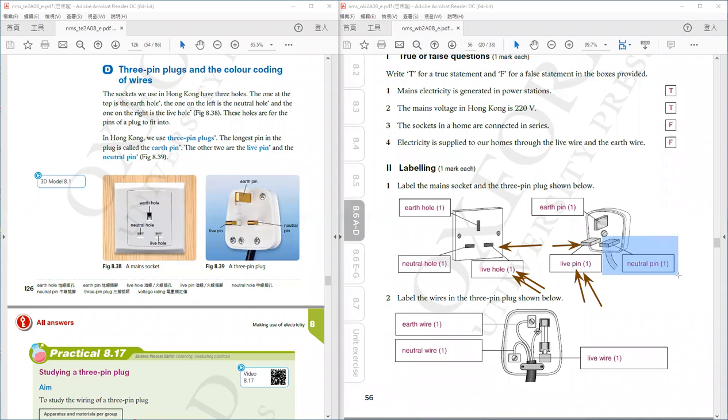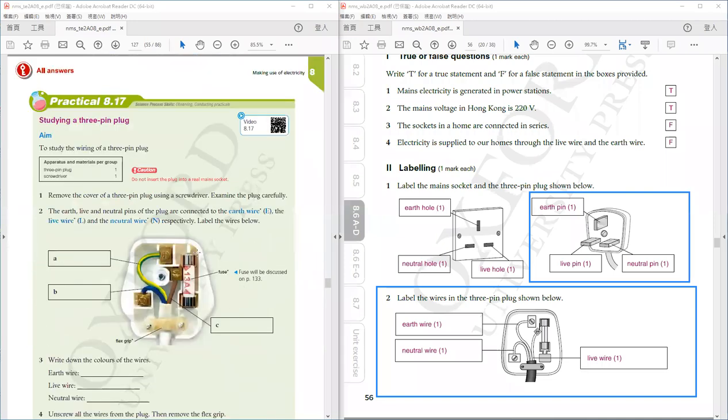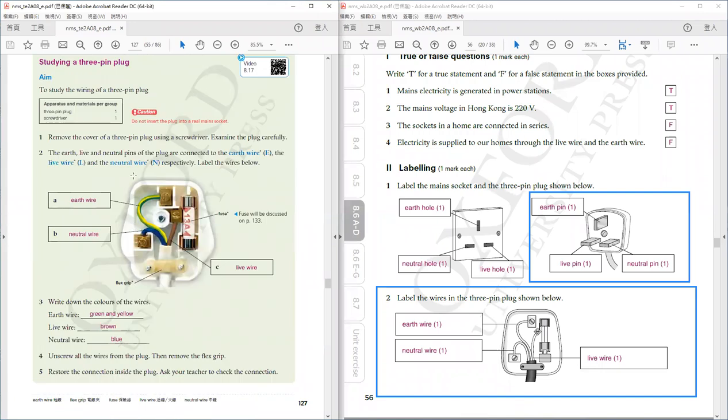So the next one. The right pin is the neutral pin. Therefore, it's inserted into the left hole. Neutral hole. You can refer to this page in your textbook. So later on, when we want to open this kind of plug, you will see this picture. So how do we study this 3-pin plug? Refer to textbook page 127.